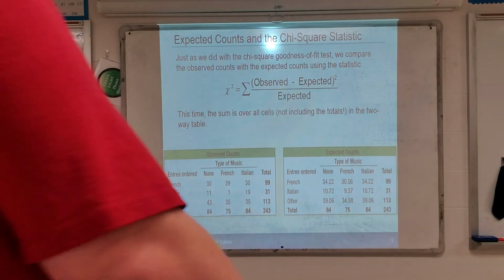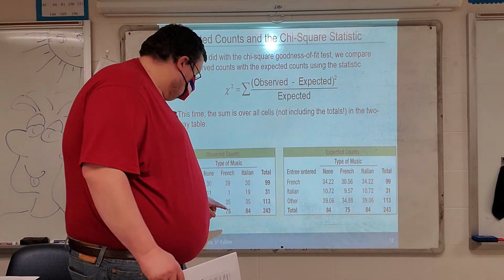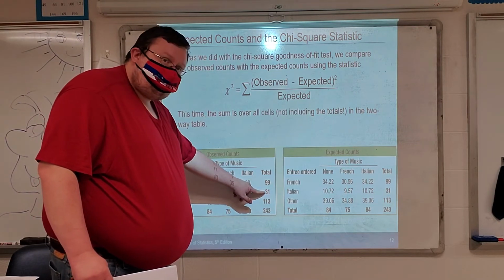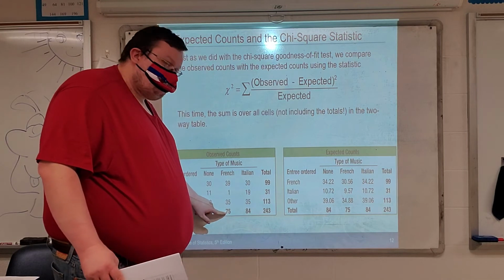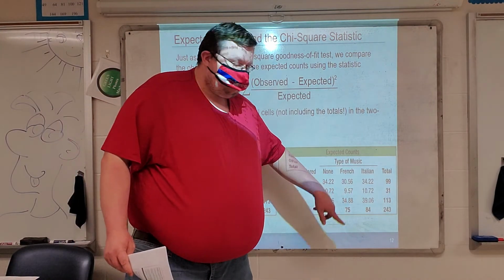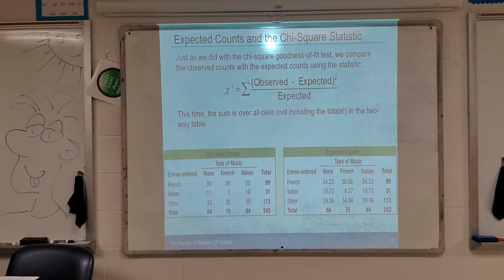And so then, just to check another one, just to make sure, I want you to really see this. Let's do the middle one right here. Its row total's 31. So do 31 times the column total, 75, all over 243, and see if you get 9.57. I got 9.57. There you go. That's what you should have.